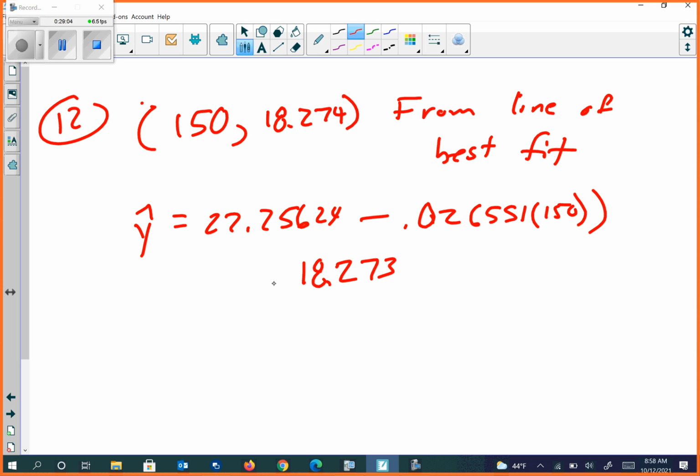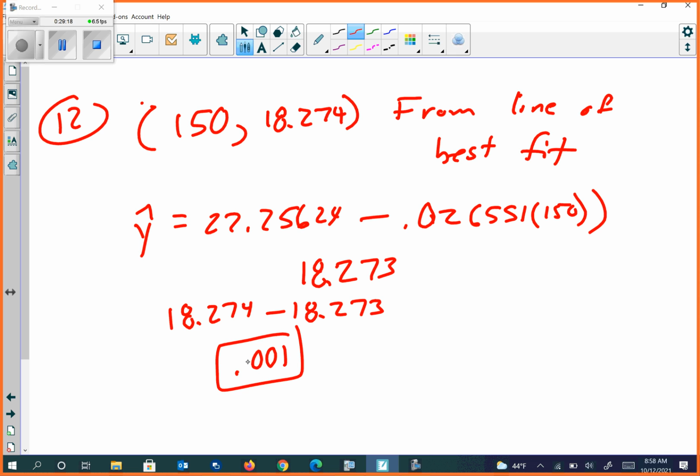So this is, if I go 18.274 minus 18.273, I'll wind up with 0.001. Okay? And I guess that was actually below, so it should be a negative value. It should have been this. Sorry, I went out of order. So, pretty good residual. Yeah, it's barely below the line.